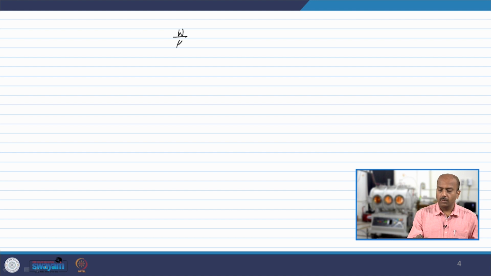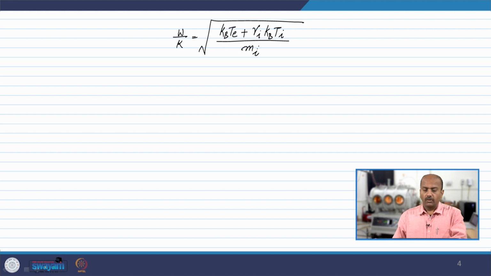We will write omega by k, the angular frequency divided by the wave vector, is equal to the square root of (kB Te plus gamma_i kB Ti) divided by mi, where kB is the Boltzmann constant, gamma is the ratio of specific heats for ions, Te and Ti are the temperatures of electrons and ions respectively, and mi is the ion mass. Now, more importantly, this will be the speed of an acoustic wave traveling in plasma.